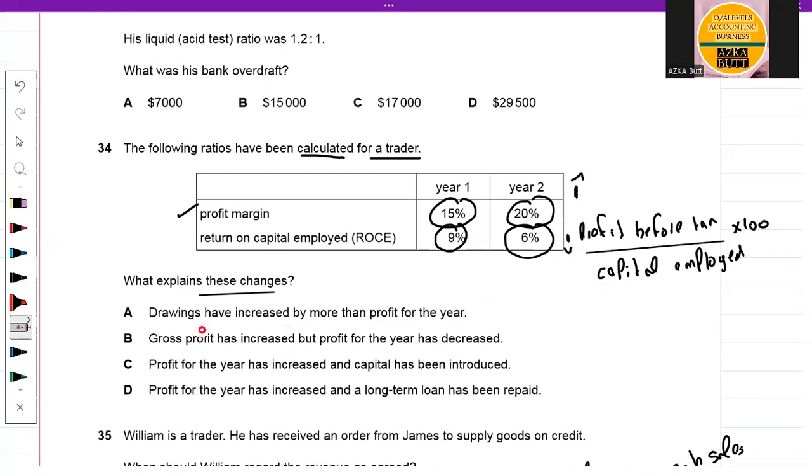So if the drawings are increasing, it is not linked with the return on capital employed and neither with the profit margin. So that's why this option is not right, because this is not related to it.